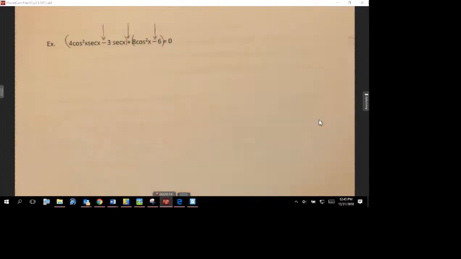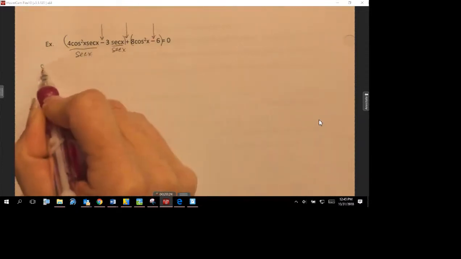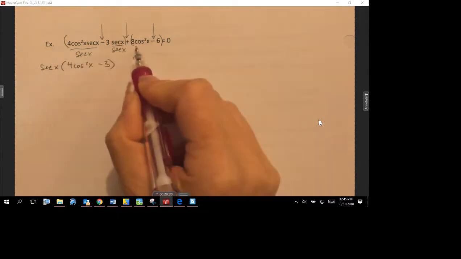When you group it, you have to have the plus sign in between. There are some common factors if we group it. So I can take out the GCF from the first group of sec and x. And out of the second group, what GCF would I have? Just the number 2. So I have plus 2, and then 4 cosine squared x minus 3.